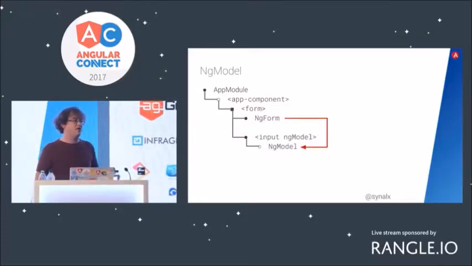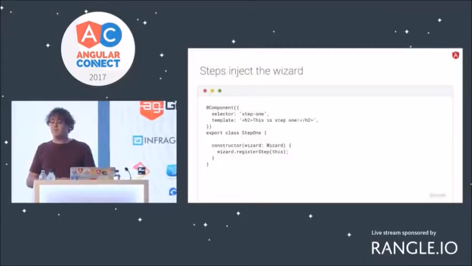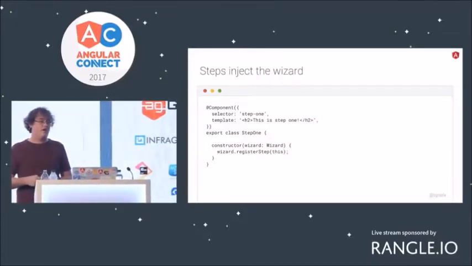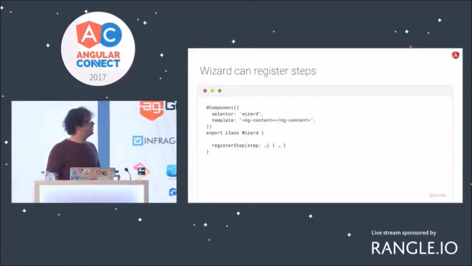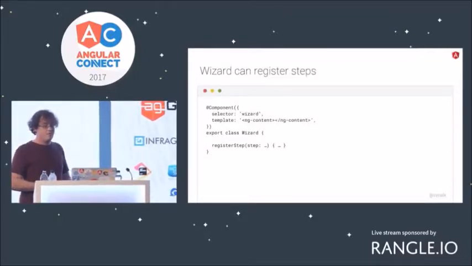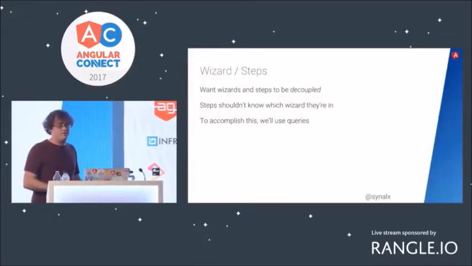So let's apply that to design our wizard. Since the step components are projected into the wizard in the view, we can just inject the wizard into each step. But because we really want the wizard to talk to the steps, we'll have the steps register themselves with the wizard when they're created. So they'll call wizard.registerStep and pass themselves in. All the wizard has to do is implement this API. Right? That's easy.